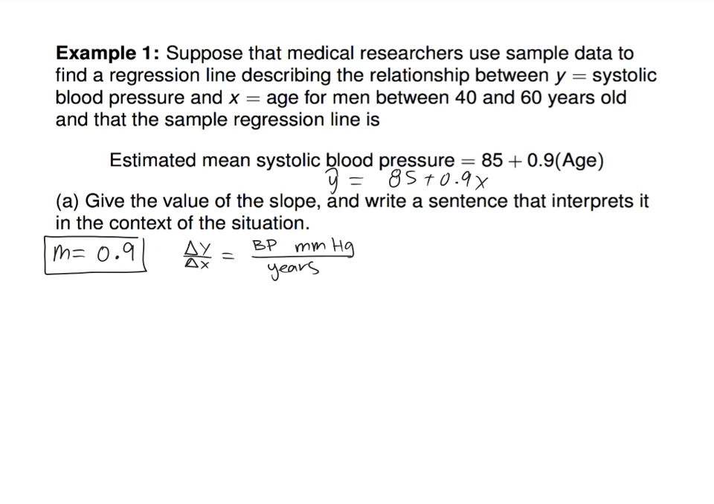Okay, what are its units? We have millimeters of mercury per year, right? So how much does your blood pressure go up if your age goes up by a year? 0.9. So for every 1 year increase in age, BP goes up 0.9.